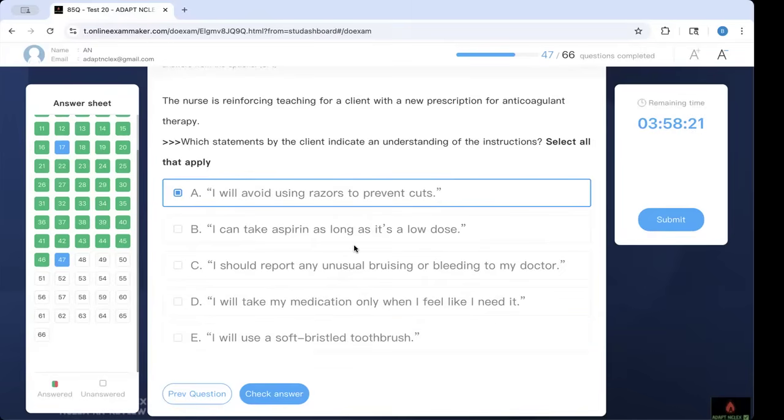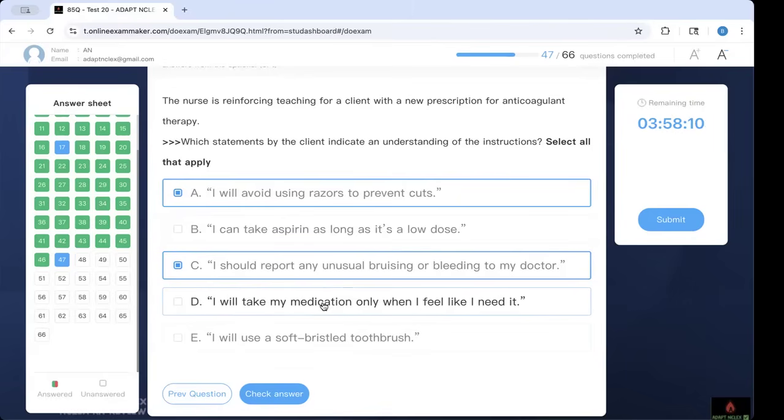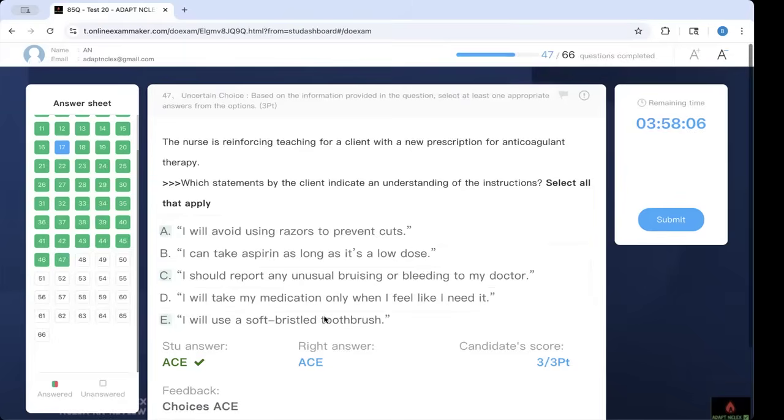But avoid what? Razor blades as much as possible. Use clippers. You cannot take aspirin. If you are bruising, let me know. You cannot take your medication only when you feel like you need to. And a soft bristle toothbrush is best.